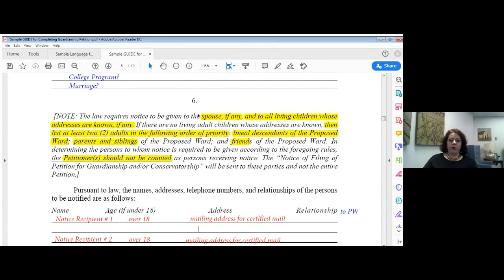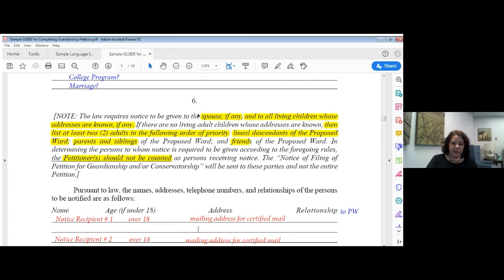So section 6, this one also often raises a lot of eyebrows and gets a lot of questions in filling out these petitions. So I'm just going to read you through the requirements here, and you'll note that I have highlighted: the law requires notice to be given. So notice means a copy of this petition.